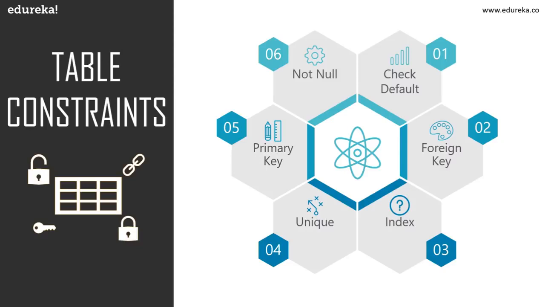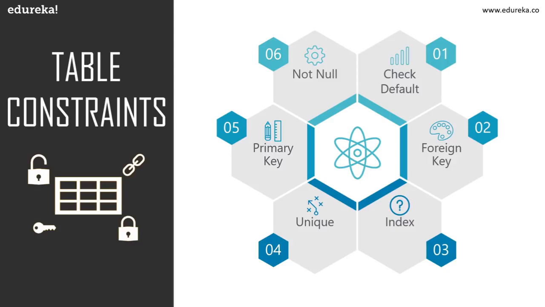A few of the constraints that are used most of the time while creating a table are check, default, primary key, foreign key, not null, index, and unique. Since we have understood what a table is, let's look at some SQL queries related to the table. The first one is how to create a table.